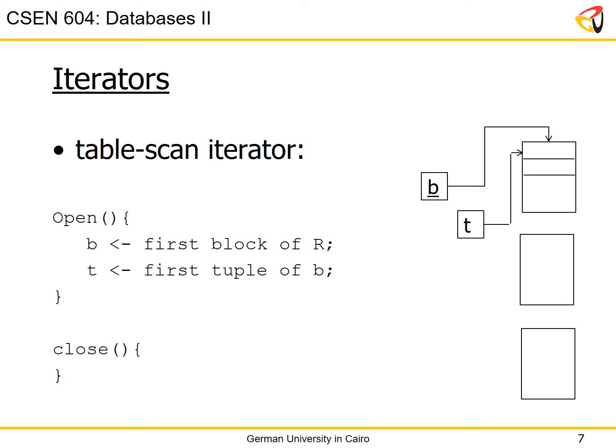I'm referring here to B and T. B points to the first block or page of the table, and T points to the first tuple or row in that block or page. Okay? So that's kind of the initialization. You could think of the open here as being the init. And the close will release all resources. So it will remove any pages or blocks in memory. We'll just put them back on disk or just throw them away from memory.